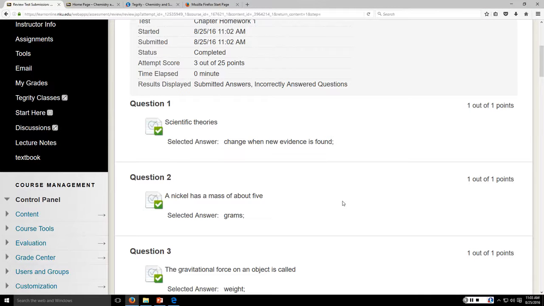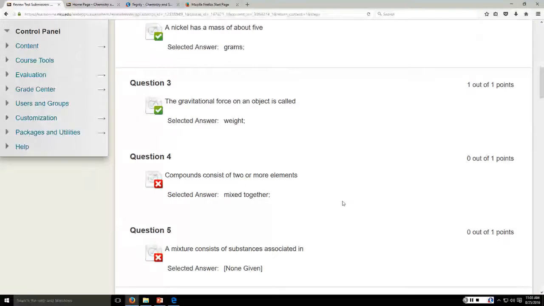So here, for example, question 1's got a green check, which means that it's correct. Question 2, I got that right. Question 3, right, and my guess, and 4 was wrong. Okay, so you see there it's 4. So you go through and answer all the questions. You'll get your immediate feedback so that you see what you got right and wrong in case you want to study those topics and so forth. And you'll also see your score out of 25.